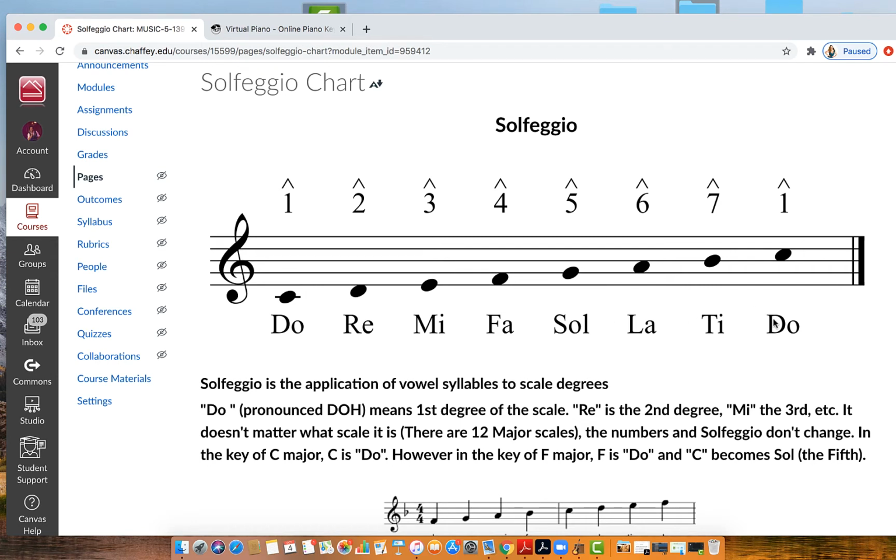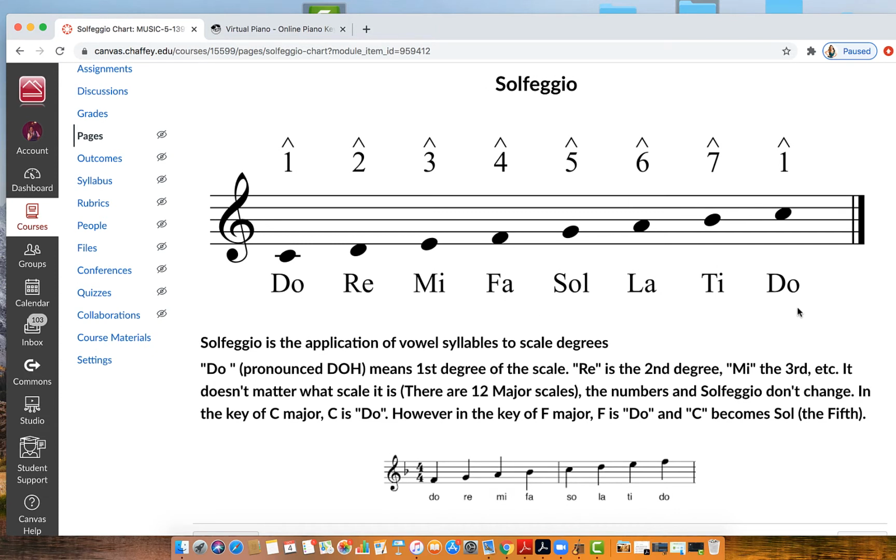So it doesn't matter what kind of scale you have. You learned in your circle of fifths and major scale video that you have 12 different major scales, all with different starting notes. C, D, E, F, G, A, B, C. F, G, A, B flat, C, D, E, F. B flat, C, D, E flat, F, G, A, B flat. They all have different starting notes. All the notes change. But if you use do, re, mi, fa, sol, la, ti, do, it's always going to be those tones.